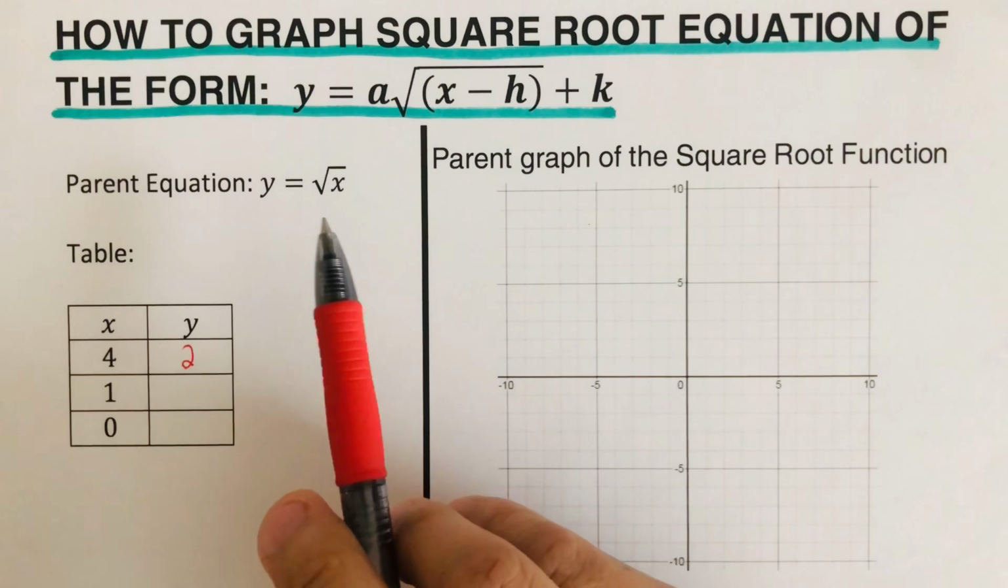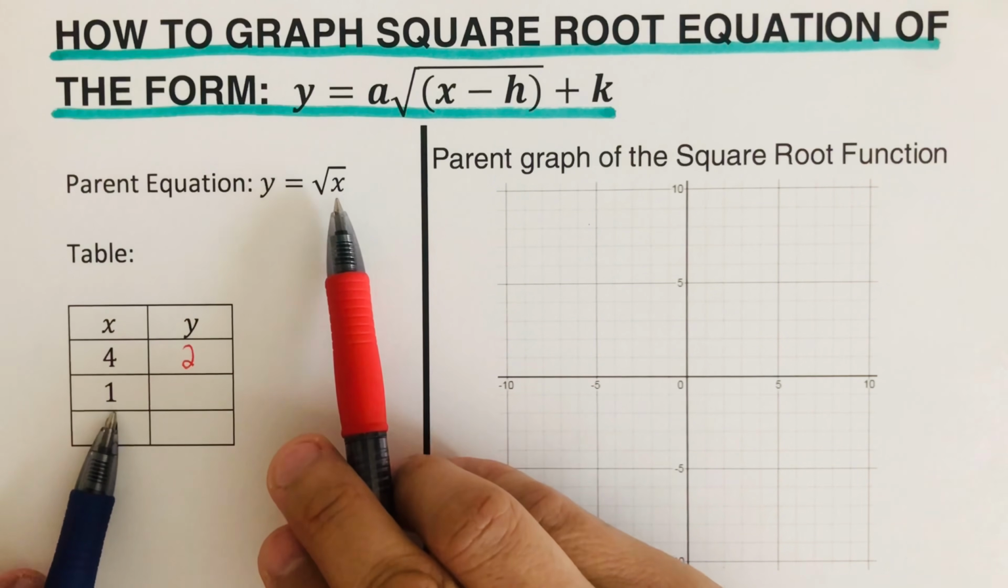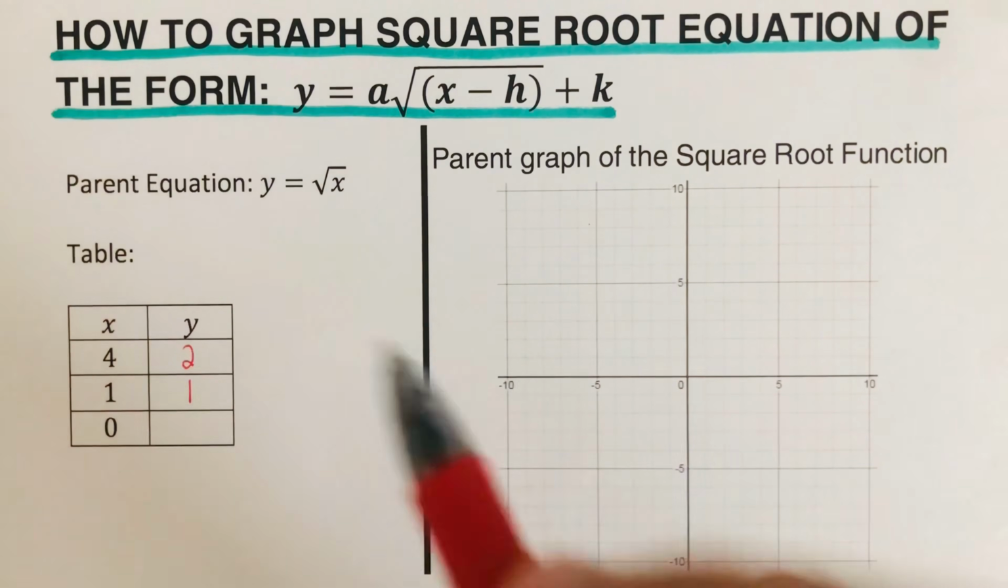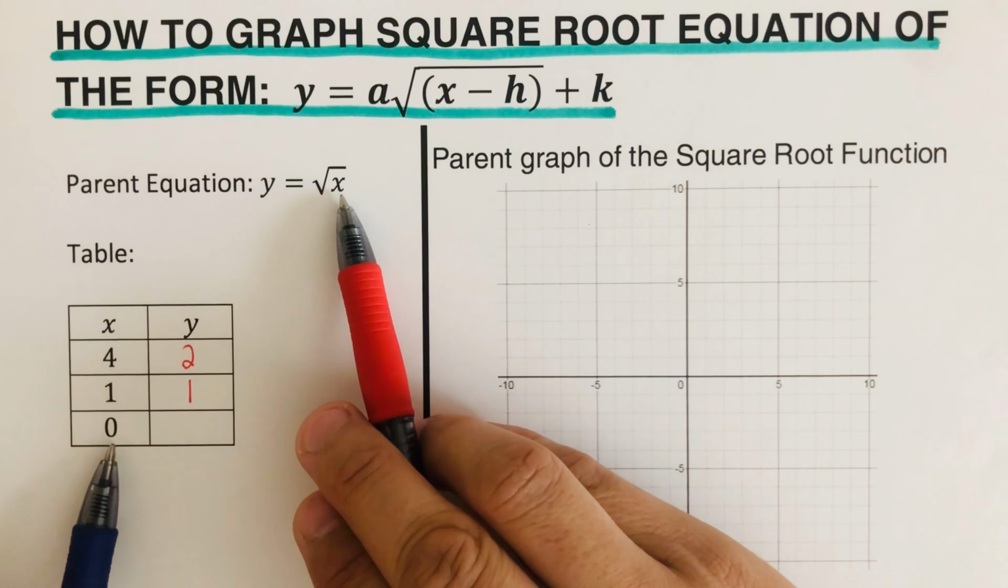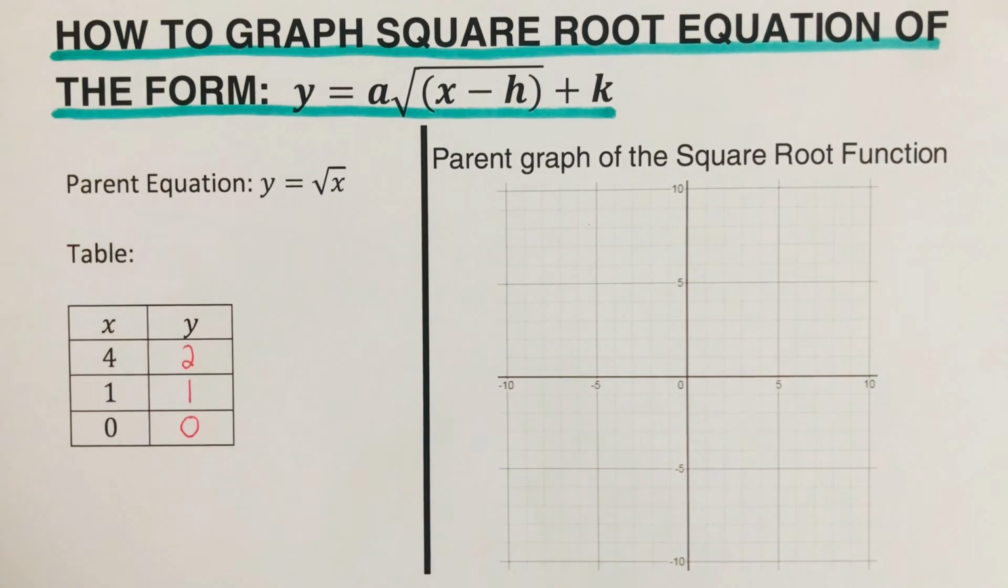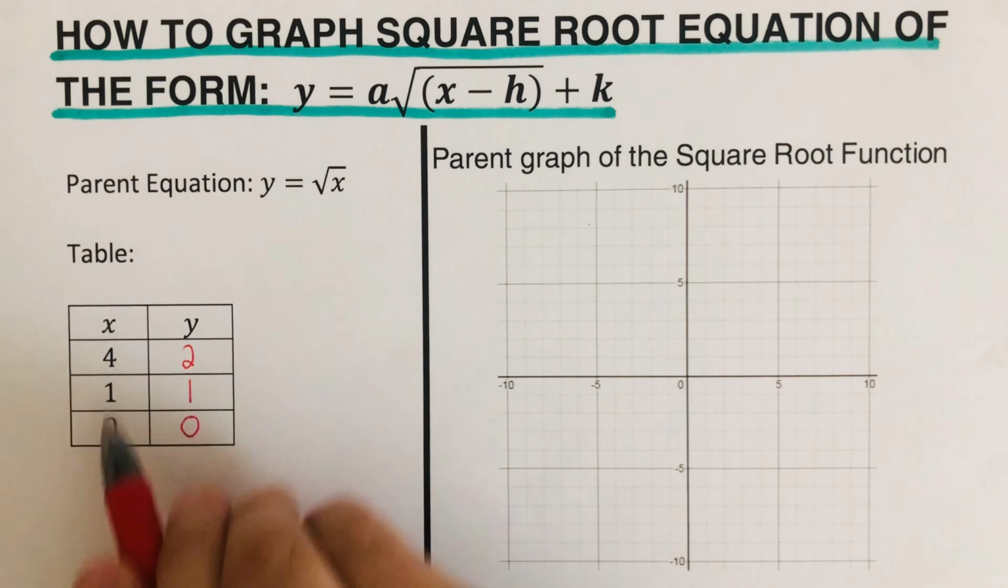And then y equals square root of 1. So this is 1 right here. And y equals the square root of 0, which would be 0. And we don't get negative values here because if we get the square root of a negative value, it's not going to work. So these are all the positive numbers here.